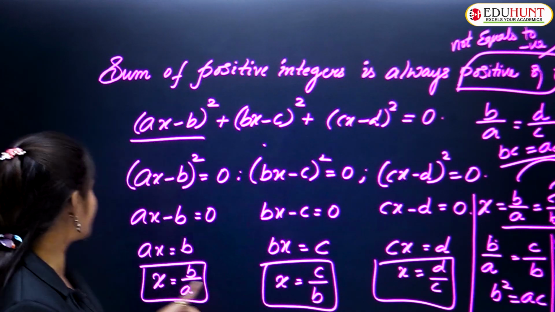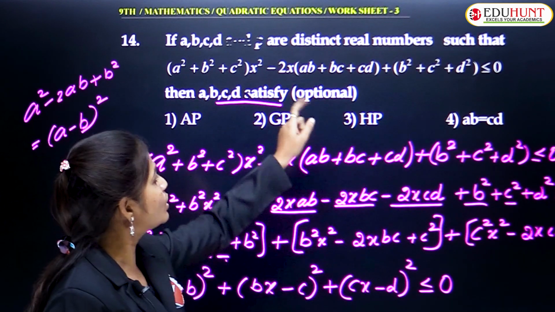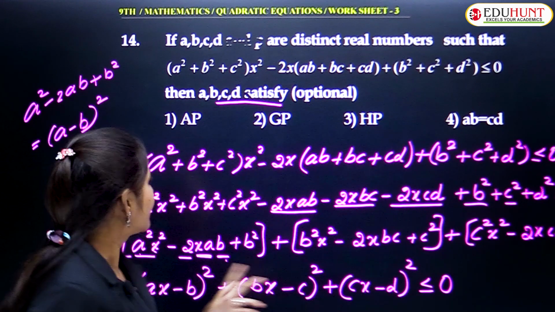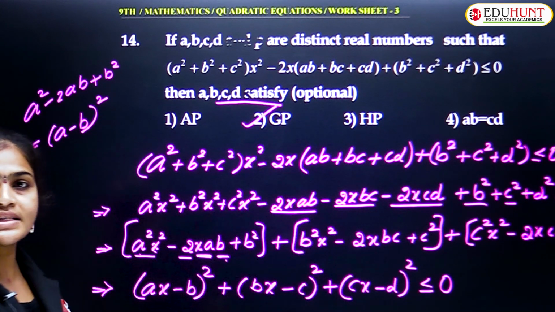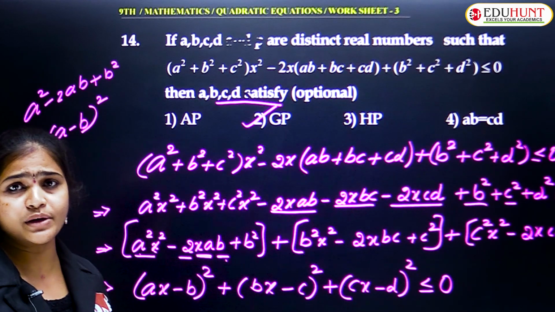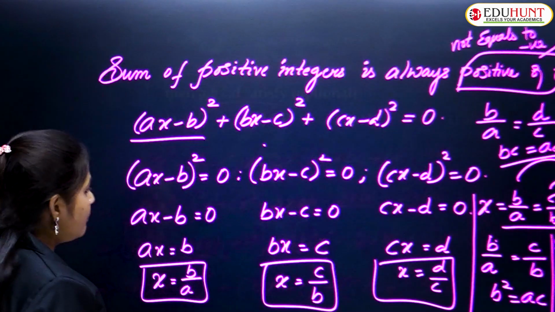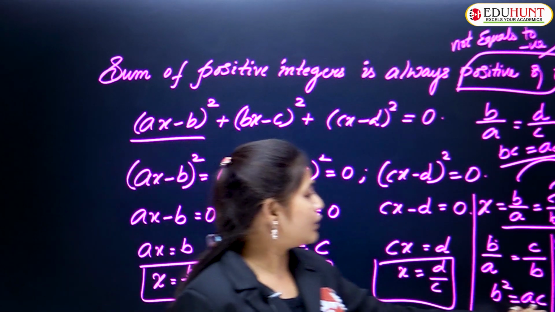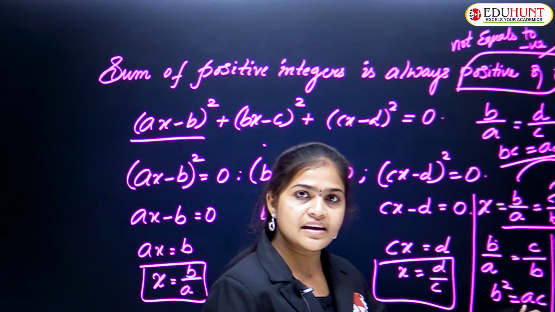But what do they ask here? They ask that a, b, c, d satisfy what? Here the first one they are satisfying is GP. Why? Because if the numbers a, b, c are in the form b square is equal to ac, then a, b, c are in GP, we know that. And in the same way here b square is equal to ac, we got it, right? So that's why a, b, c are in GP.